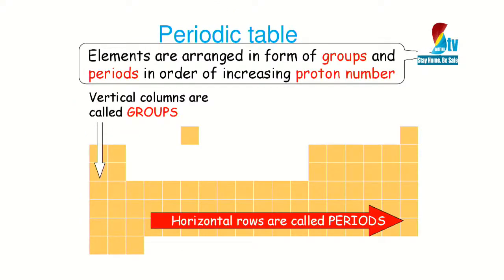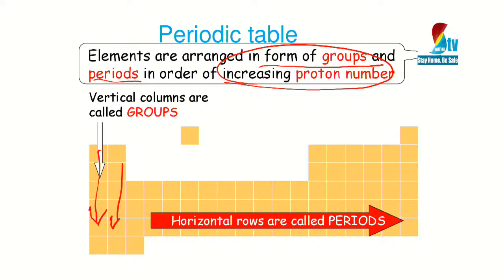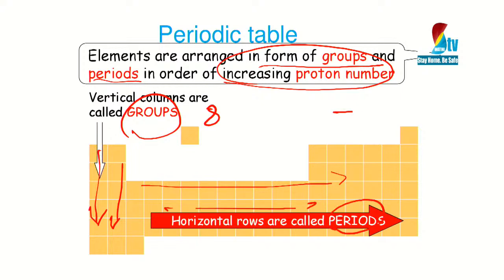We have this setup of a periodic table whereby we say the elements are arranged in form of groups and periods in order of increasing proton number. The vertical columns, that is going down, these are called the groups, and of note we have about 8 groups. And then the horizontal rows give us the periods, whereby currently we have about 7 periods, dear learner.